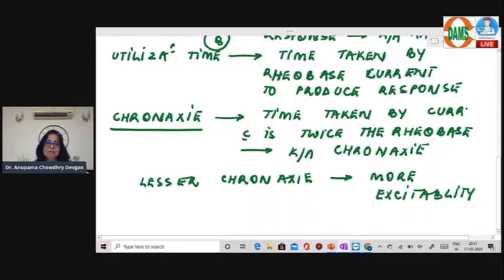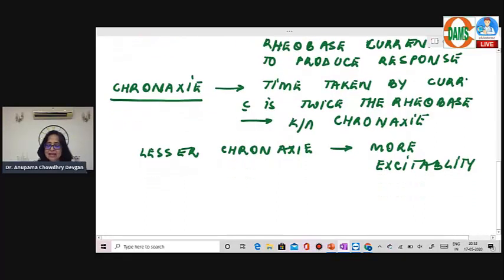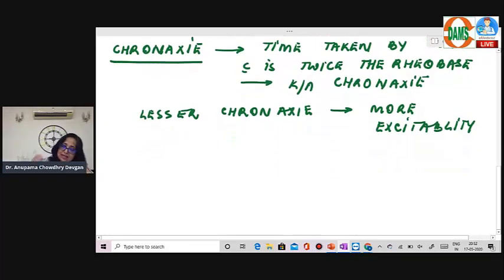Rheobase is the minimum strength of current, which when applied for a prolonged period of time produces a response. Utilization time, time taken by a rheobase current. Chronaxy is the time taken by a current, which is twice the rheobase. Lesser the chronaxy, more excitable the tissue. Please remember, again, this excitability here is not in terms of resting membrane potential. It is in terms of the time taken for response. Lesser the time taken, more excitable the tissue.